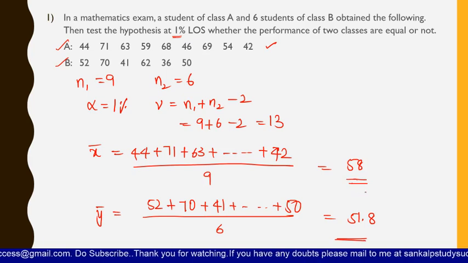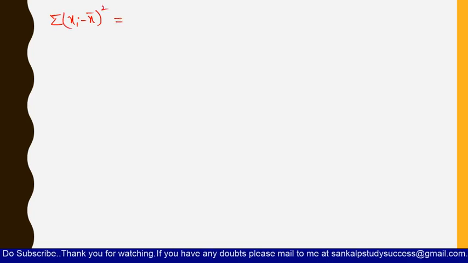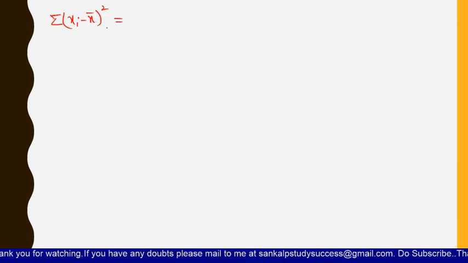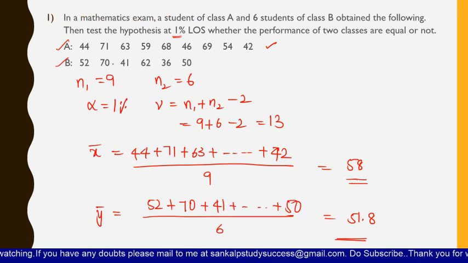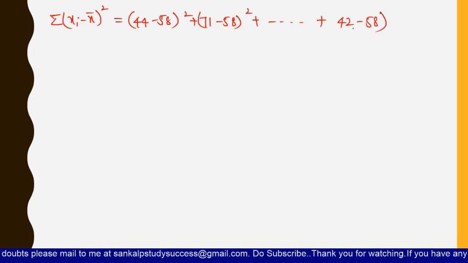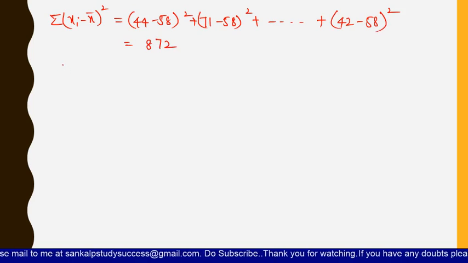But now we also have to find the summation of xi minus x bar whole square and also the summation of yi minus y bar whole square. How can we find xi minus x bar? X bar is nothing but 58. We are having the xi values. So 44 minus 58 whole square plus the next one, 71 minus 58 whole square, and so on, up to the last value, that is 42 minus 58 whole square. If you solve it, you will get 872.